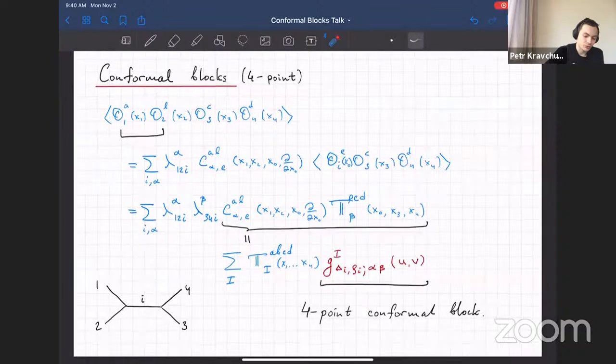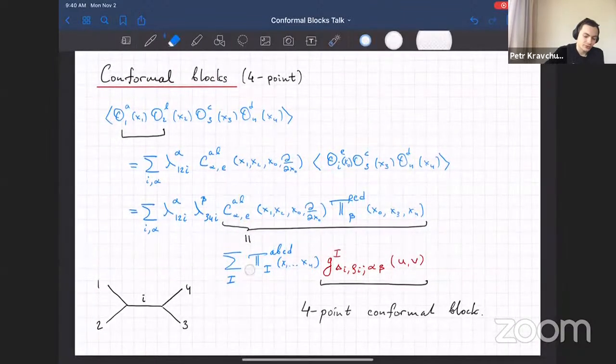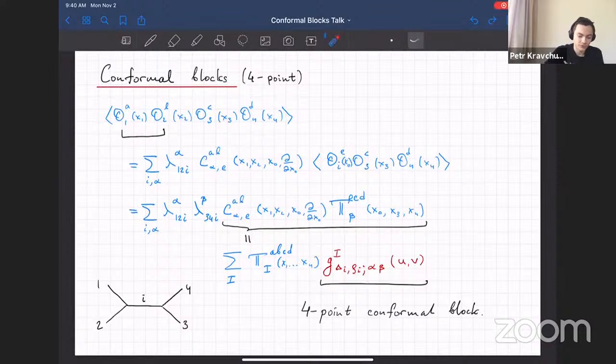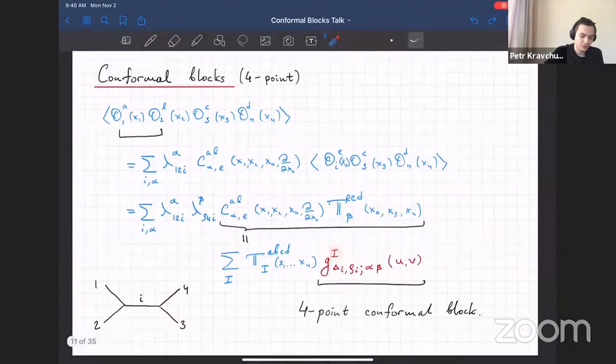So we can expand it in 4-point tensor structures. We can write it as a linear combination of our basis of 4-point tensor structures times some functions of U and V. These functions of U and V are called the conformal blocks, the 4-point conformal blocks. They have a bunch of indices. They have this index I, which comes from the 4-point tensor structure. They have these indices alpha and beta, which come from the OPE operator and the 3-point tensor structure. So these indices pair up with the multiplicity indices of the OPE coefficients.